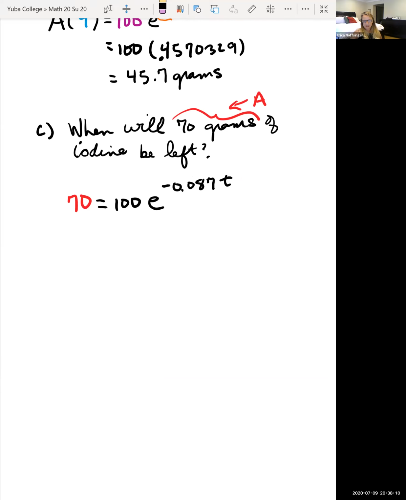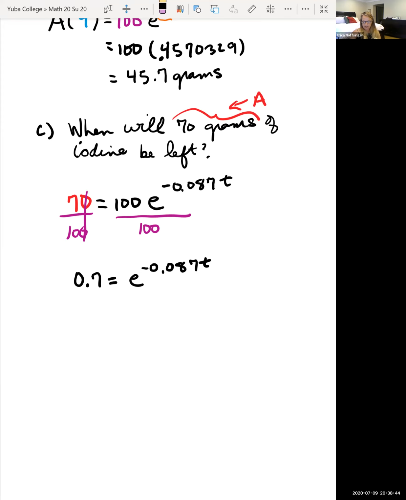To solve for t, we've got to get e by itself. t is in the exponent, so we're going to use our rules of logs that we were looking at yesterday. Let's first divide both sides by 100. So we have 7/10, 0.7, is equal to e to the negative 0.087t.